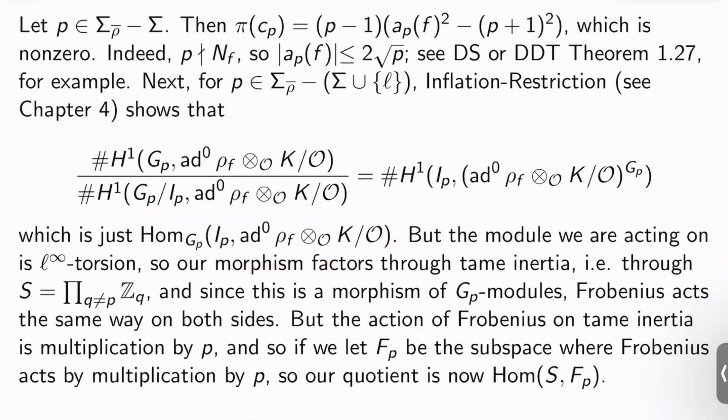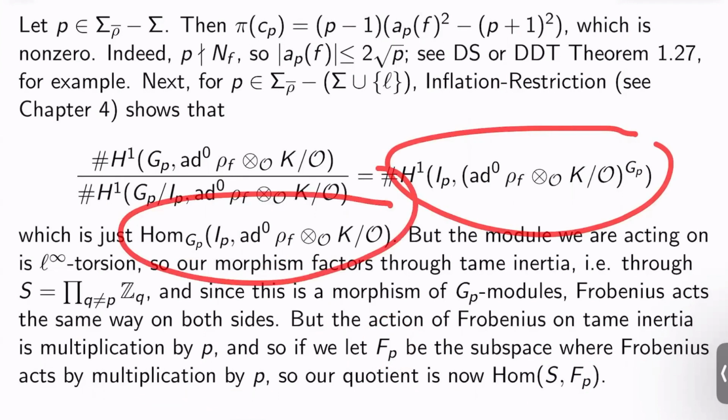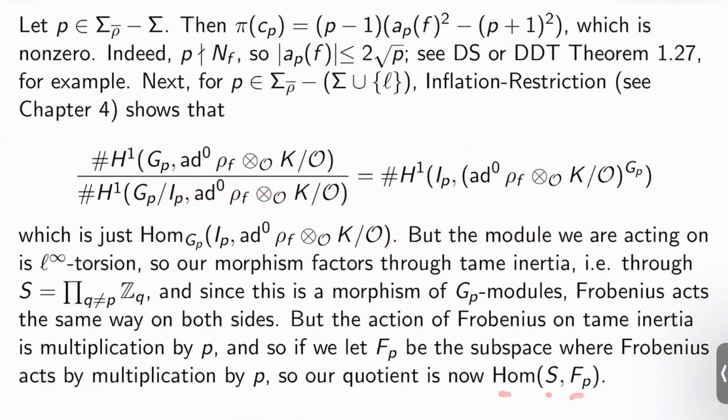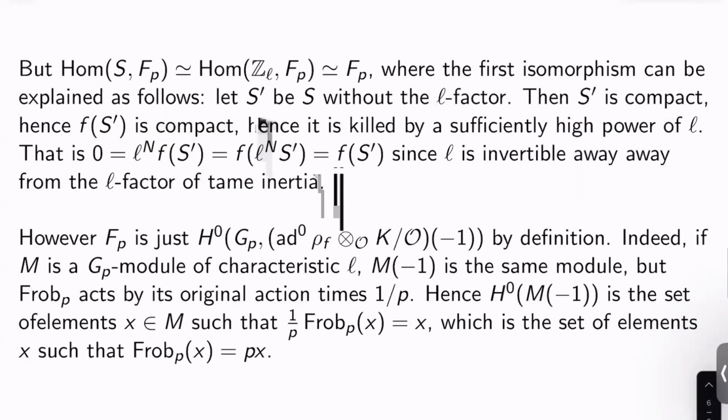So it's the product of all suitable copies of the Q-adic integers, okay? And then also morphisms here are morphisms of GP modules, right? So Frobenius has to act the same way on both sides of the morphism. But we know what Frobenius on tame inertia is. It's multiplication by P, again, a standard number theory fact. So if we let Fp be the subspace where Frobenius acts by multiplication by P, this quotient here is now really just Hom S, Fp, okay? But what is Hom S, Fp? I claim it's Hom Z_L, Fp, which is very obviously Fp.